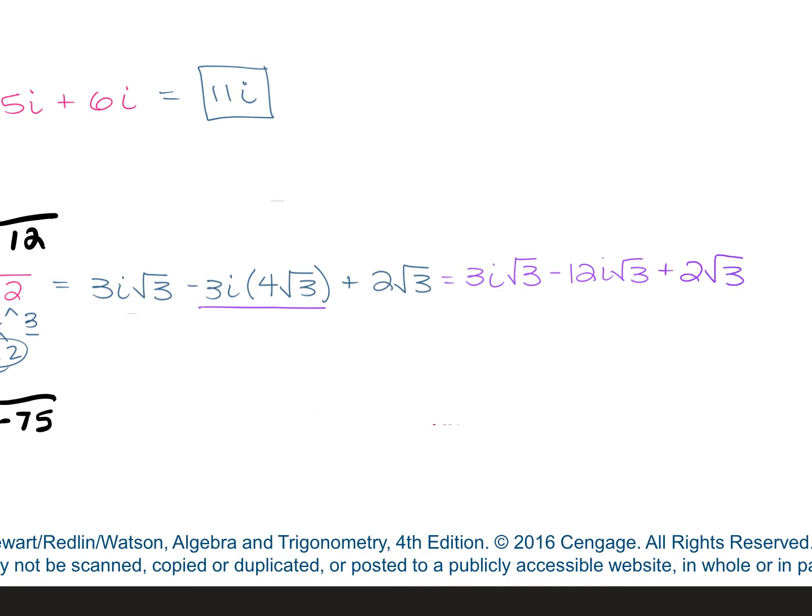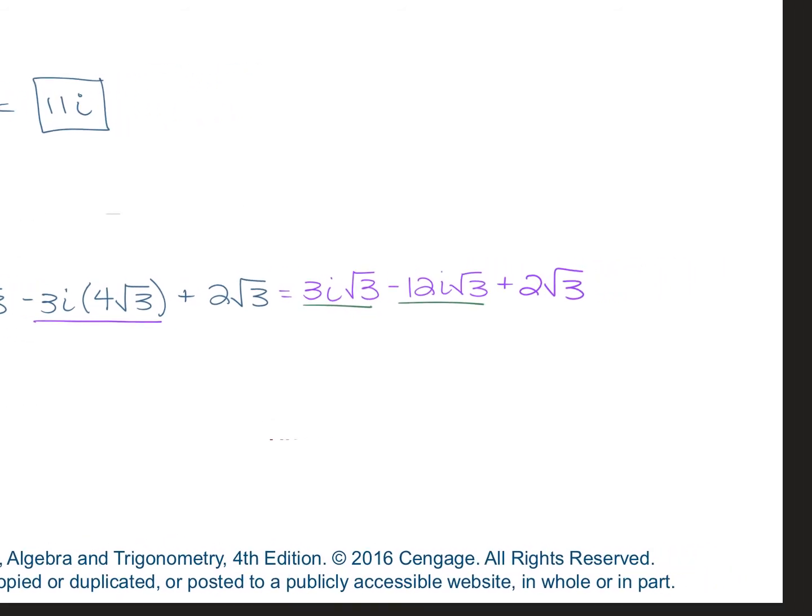Now you have like terms. Your like terms here are the 3i square root 3 and the -12i square root 3. Yes, that 2 has the square root 3 attached to it, but work with these two first. If you combine these, you are going to have -9i square root 3 plus 2 square root 3.